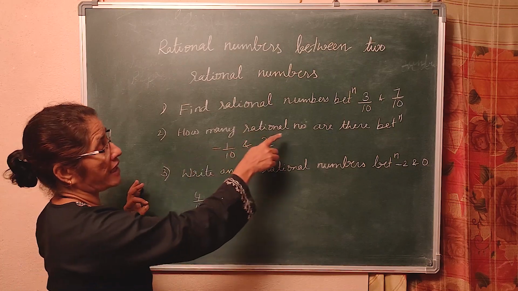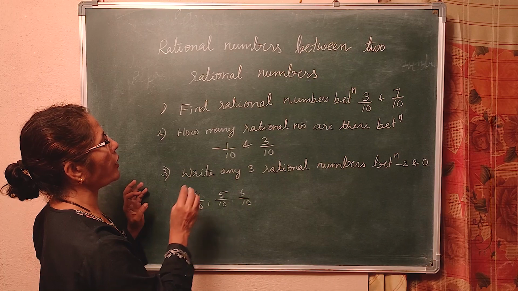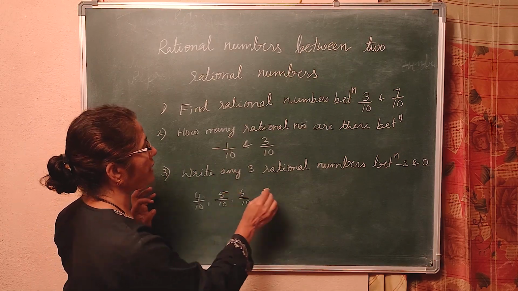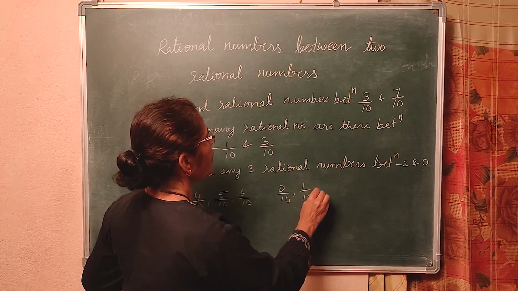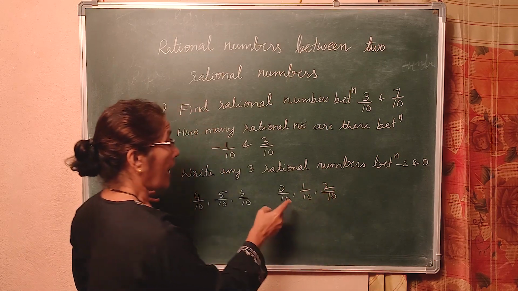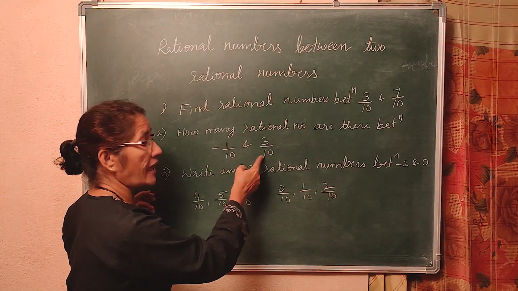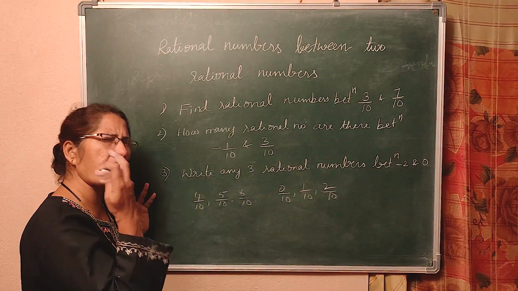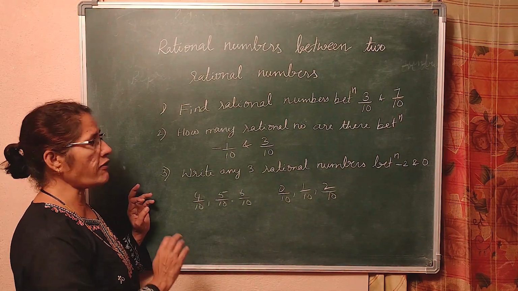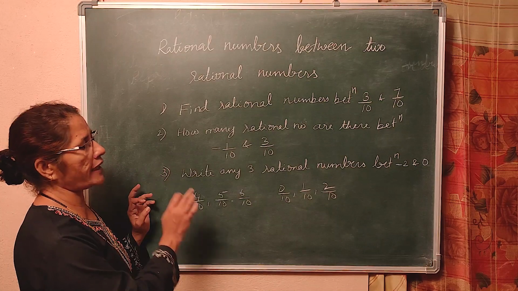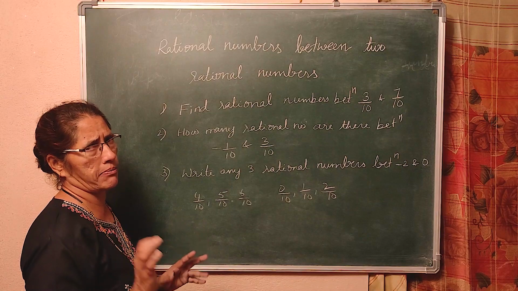Suppose they ask how many rational numbers are there between minus 1 by 10 and 3 by 10. What do you write down? Minus 1 by 10. After that 0, 0 by 10, 1 by 10, 2 by 10. Like this. Are these the only three numbers between minus 1 by 10 and 3 by 10? No, there are many. Now you know only this much. So now let us study how to write down any number of rational numbers between any two numbers.